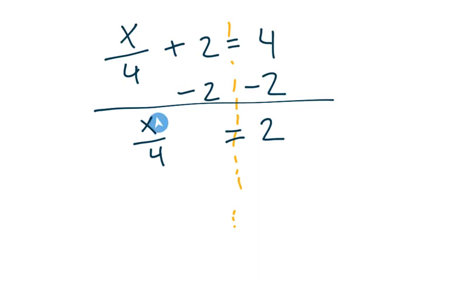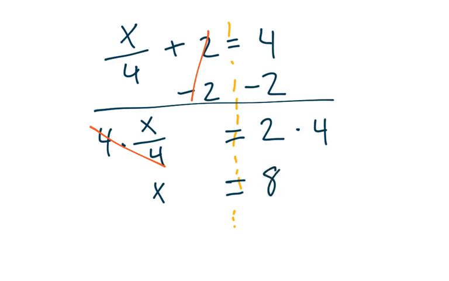And now here what's being done to x is dividing, so the inverse or opposite is going to be multiplying. So I'm going to multiply by 4. Remember to do everything to both sides to keep your equation balanced. And I was successful in getting x by itself, alone, and 2 times 4 is 8.